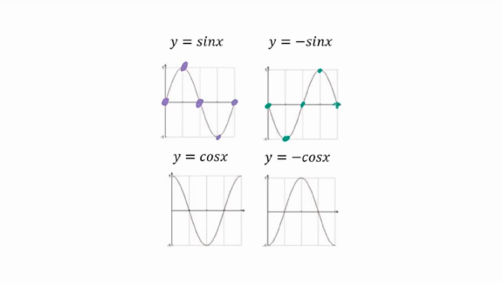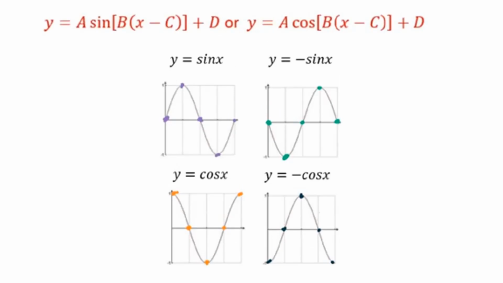For cosine x, you will have 1, 2, 3, 4, 5. For y equals negative cosine x is this pattern. We know that for a sine function and a cosine function, this will be the transformed form.